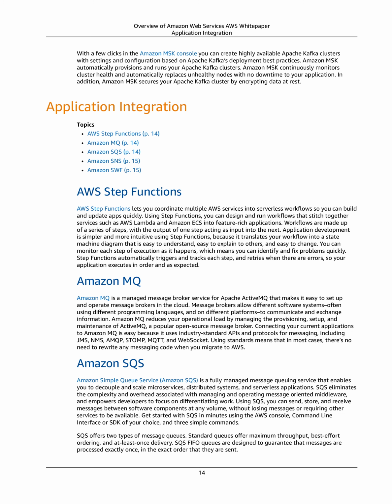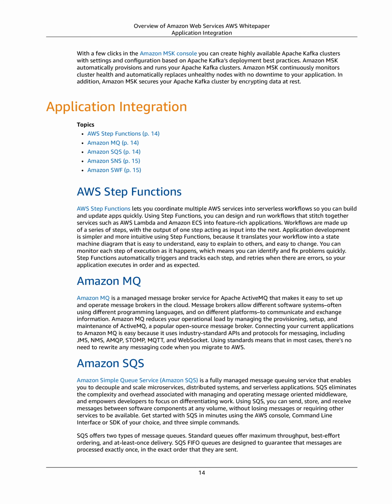Amazon MQ. Amazon MQ is a managed message broker service for Apache ActiveMQ that makes it easy to set up and operate message brokers in the cloud. Message brokers allow different software systems, often using different programming languages, and on different platforms to communicate and exchange information. Amazon MQ reduces your operational load by managing the provisioning, setup, and maintenance of ActiveMQ, a popular open-source message broker.